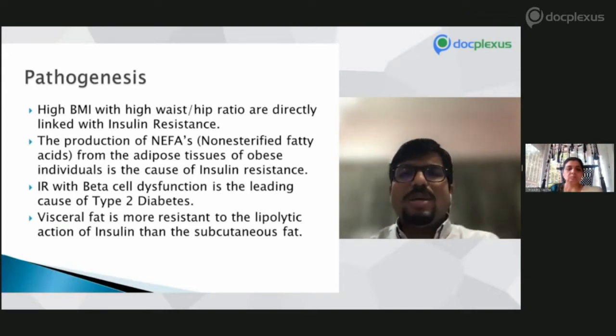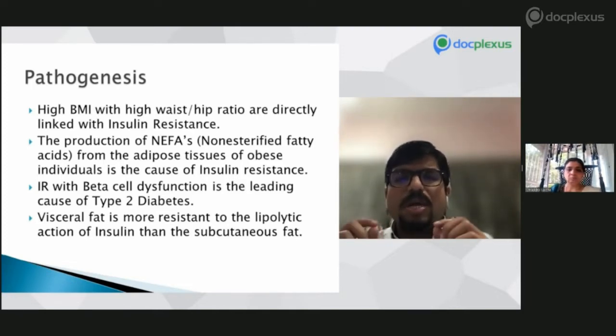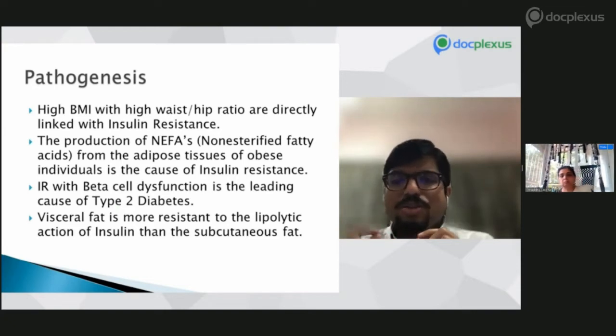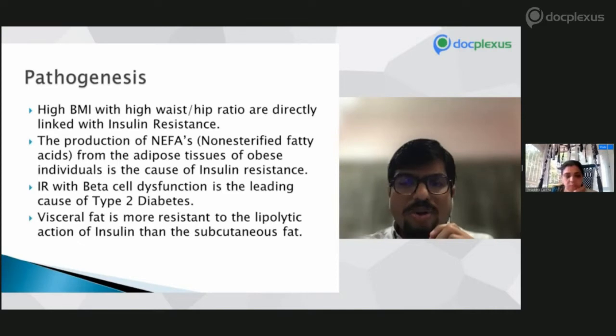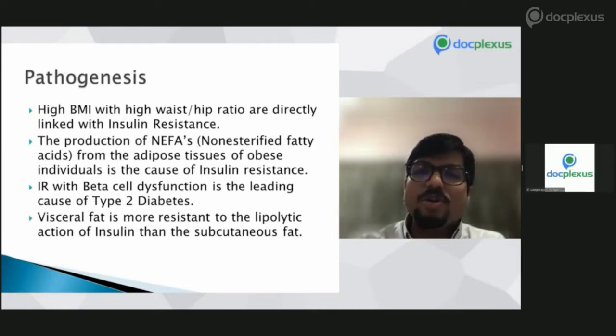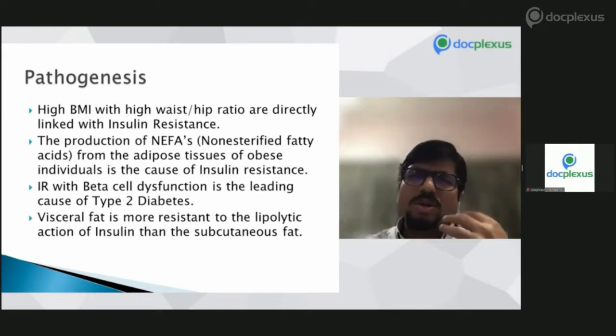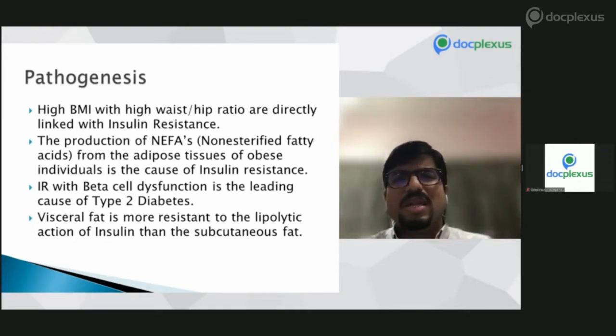So the pathogenesis of obesity with diabetes is a high BMI with a high waist-hip ratio, which are directly linked with insulin resistance. Primarily, this is the most important key to the chain, which is insulin resistance. A lot of our patients who are obese walk into our clinics with a requirement of weight loss. And you might have seen many of your patients find it very difficult to lose weight. Even if they're trying, they say, doctor, we are exercising, we are dieting, we are doing everything under the sun, but somehow we are not able to lose weight. And then you realize that these people have a very important key to the chain, which is insulin resistance.